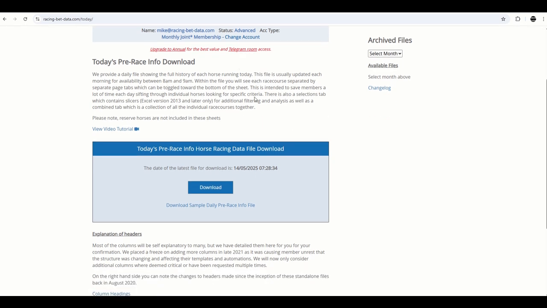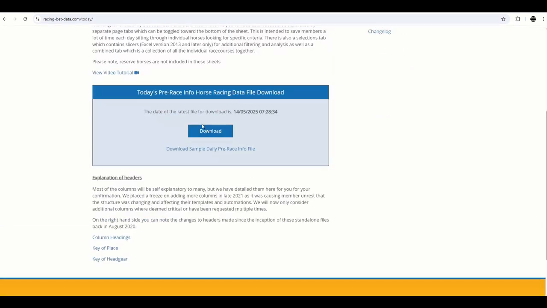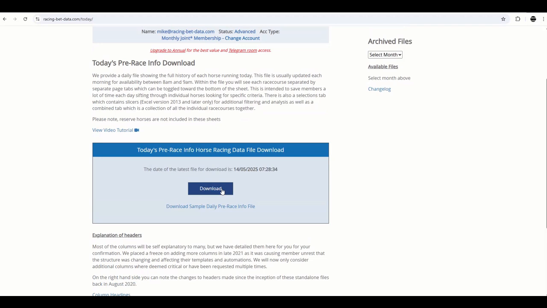You'll find information about the file on the landing page here, and you can download the file from this central location. Again, it tells you here when the last file was updated. You can also download a sample, so anybody who's not an advanced member, a basic member, you can download a sample to get a feel for what sort of content is within the file itself. Let's download it and have a look.